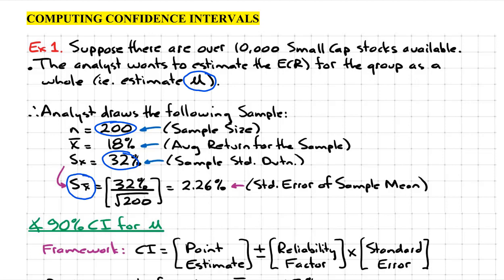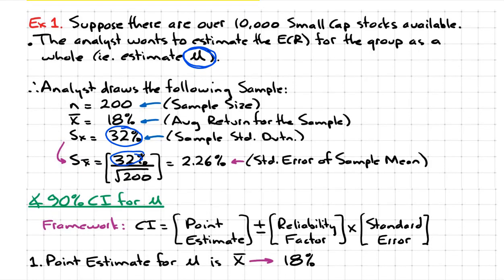Let's pause for a second right there. 32% represents the dispersion of individual observations, but standard error represents the dispersion of the sample means. Which is more relevant here? Well, since you're trying to calculate an estimate for population mean, the relevant measure of dispersion is the error associated with means. So as a result, what we do is we take the standard deviation and divide it by the square root of the sample size.